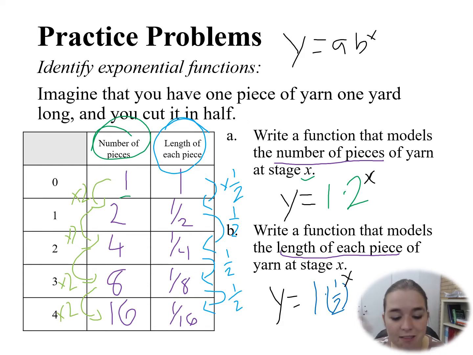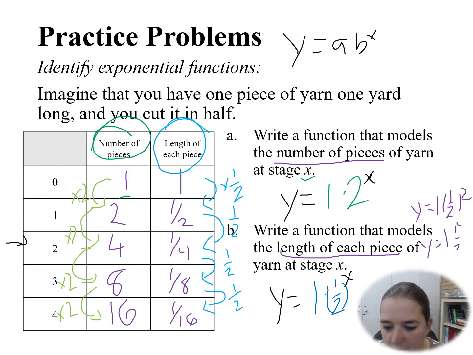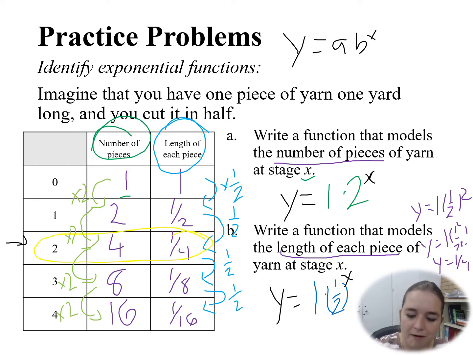If you don't believe me, let's plug in a value and see. Let's try plugging in 2. If I plug in x equals 2, y equals 1 times 1/2 to the power of 2. Well, I know my exponent rules. This tells me y equals 1 times 1 squared over 2 squared. I get y equals 1 times 1/4. So I get y equals 1/4 when x is 2. And that matches. My function is correct.